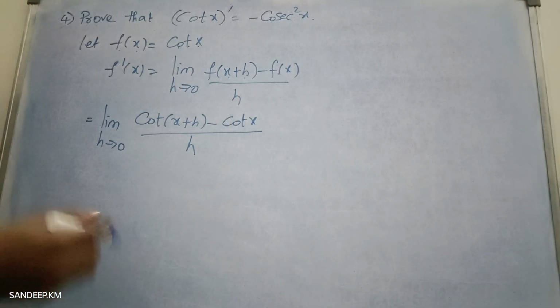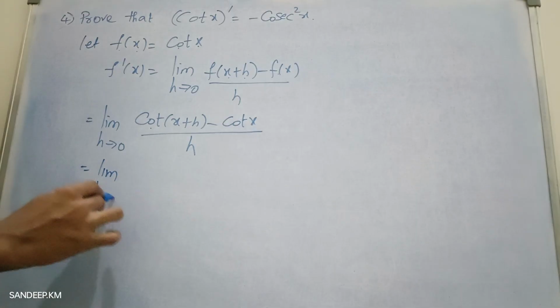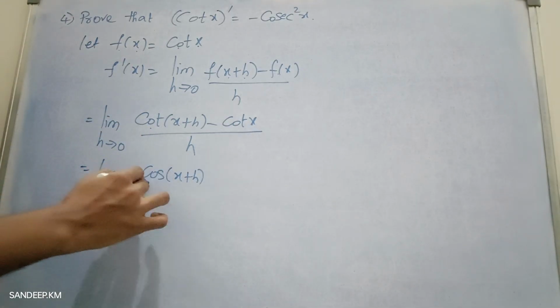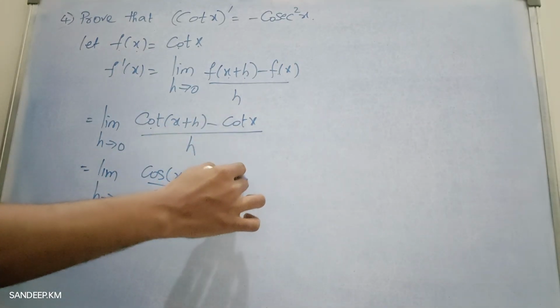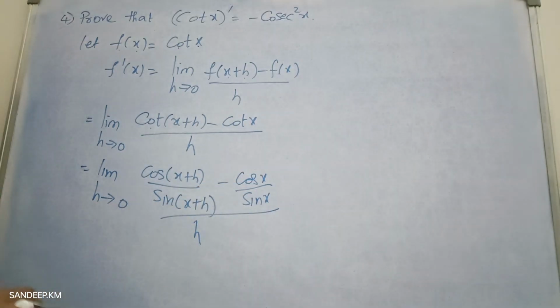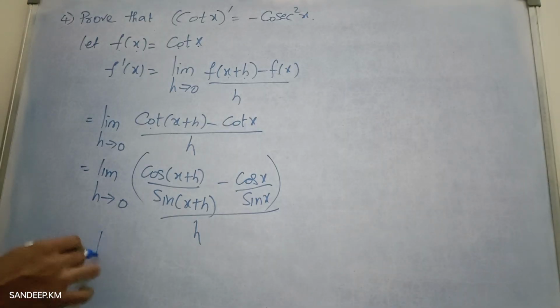So what shall we do? Let me write cot x plus h as cos by sin. That means cos of x plus h by sin of x plus h, minus again cot x as cos x by sin x, whole divided by h. And let me take common denominator in the numerator.